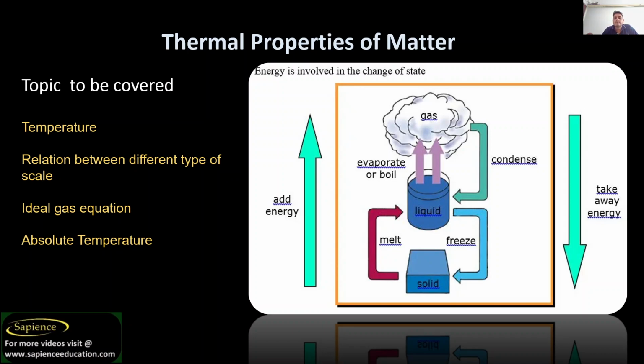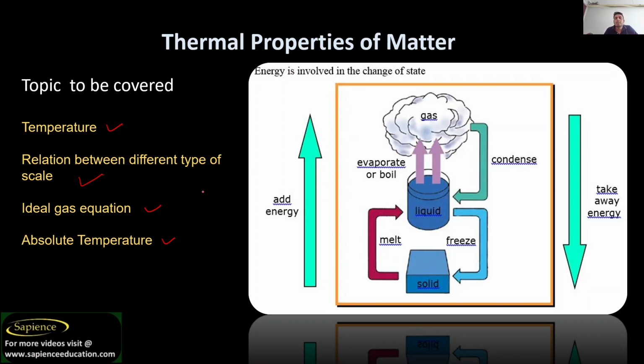So today I'm going to discuss thermal properties of matter, which is a class 11th chapter of physics. I have already given here how many topics we are going to discuss. Basically, we will discuss temperature, then the relation between different types of scales, the ideal gas equation, and absolute temperature. These are the topics where I will focus.